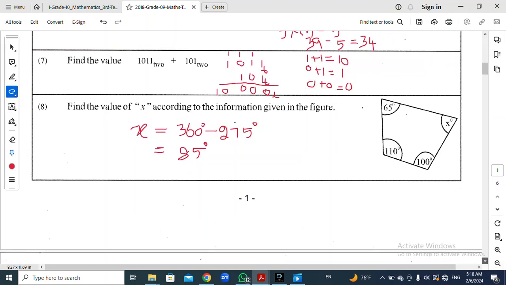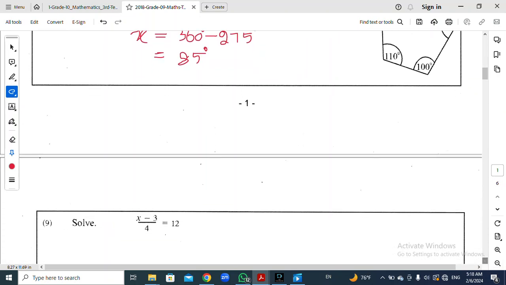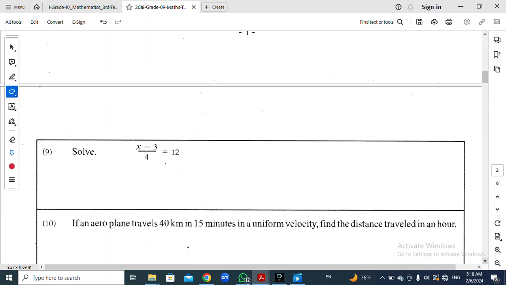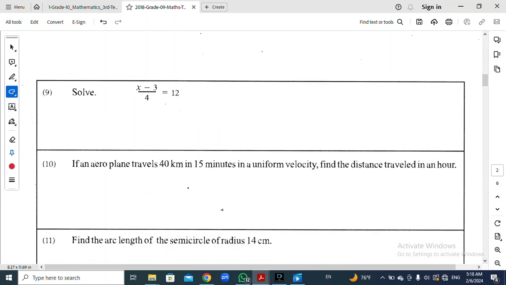So the next question, the ninth one, solve. How can we solve this one? You see, this is like a fraction and this is not like a fraction. I'm going to change it into a fraction like this. Now we can do the cross multiplication. Cross multiplication means this one and this one, and this and this one.